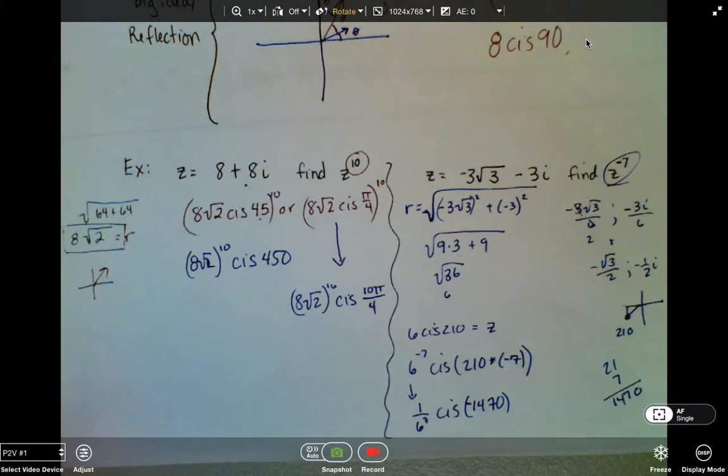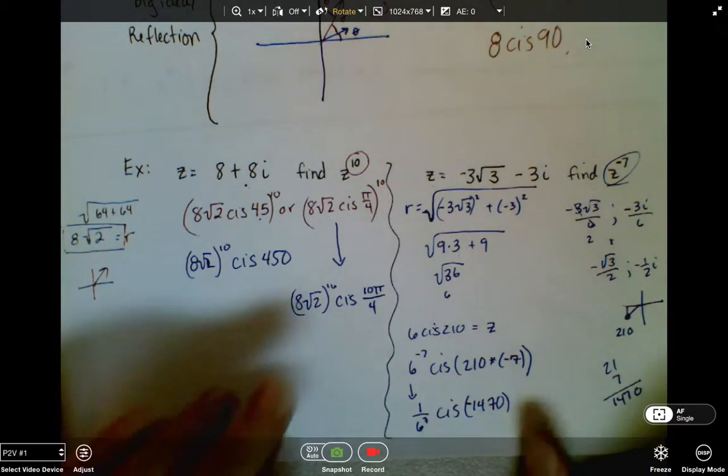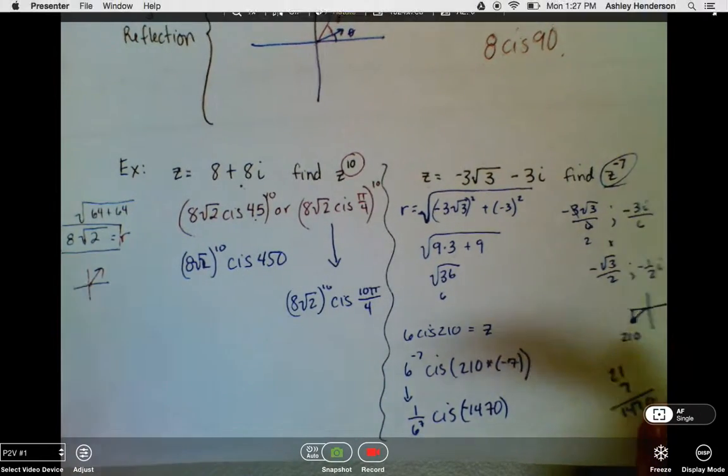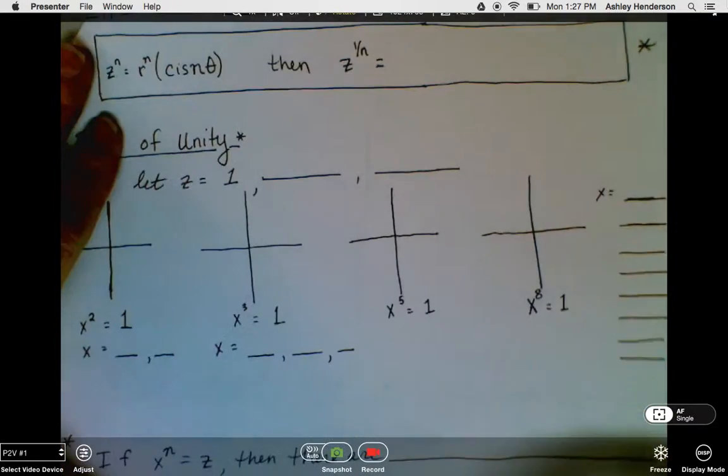Negative. And you can leave it negative, that's fine. It just means that you're rotating the other direction. Okay, applications of De Moivre's theorem. This is this next page.